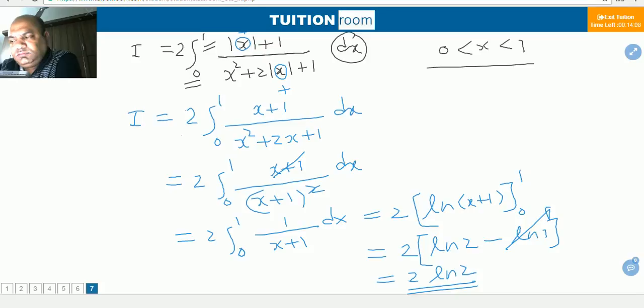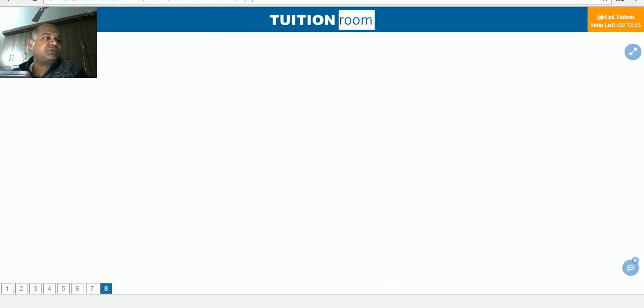If the integral from 0 to 2 of f(x) dx is equal to alpha, then find the value of the integral from -2 to 2 of f(x) dx. This is the question. Our question is to find the value of this expression. It's very easy, guys, very easy. We have to find the value of this.